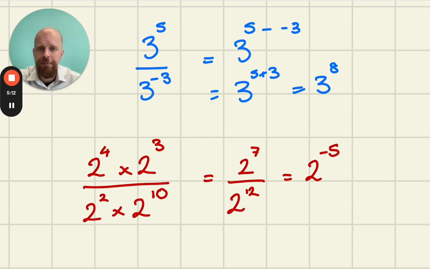That's how you multiply numbers in index form: we add the powers. And that's how we divide numbers in index form: we subtract the powers.